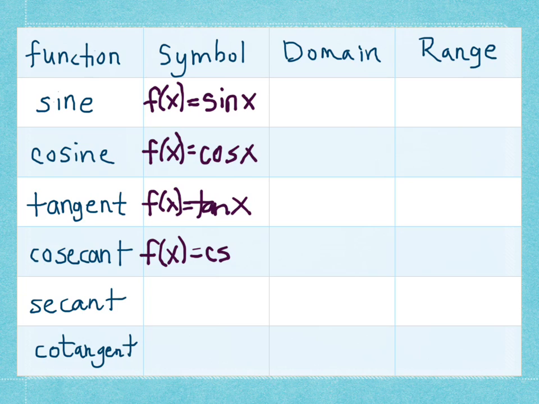CSC. It can't be COS because we've already got that one. So it isn't always just the first three letters, I guess is my point. However, for the rest of them it is. What's secant? SEC. And then cotangent. COT.